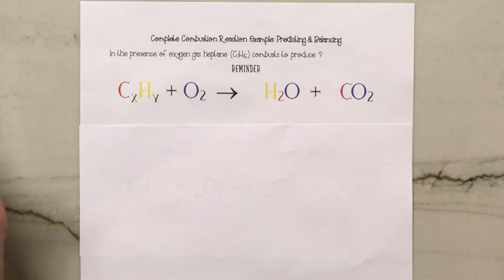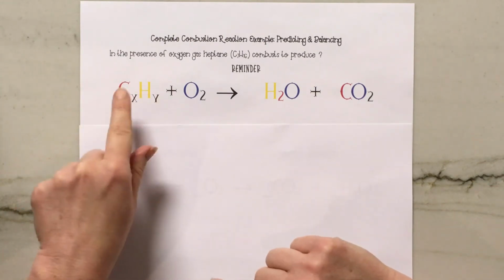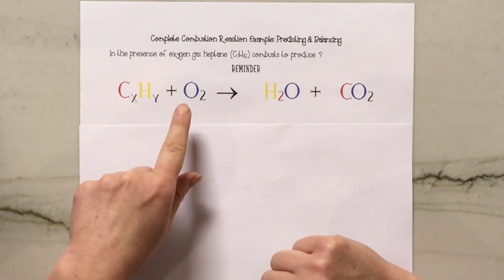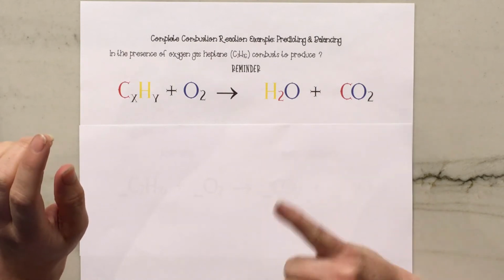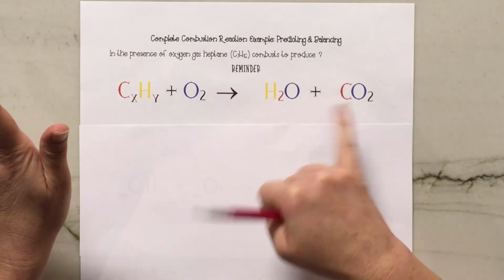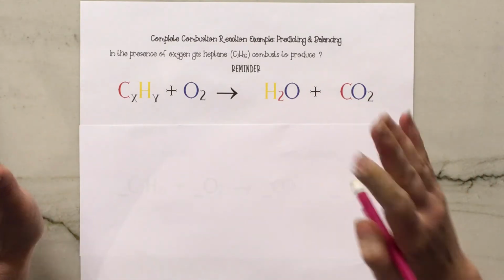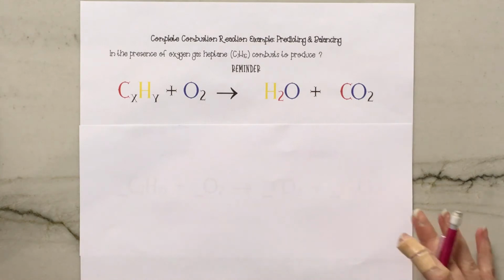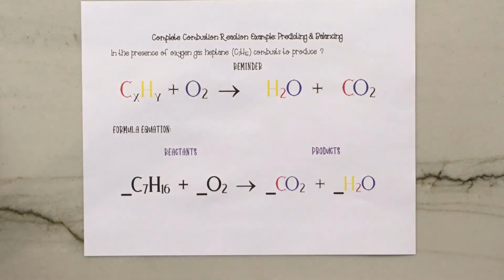So just a quick reminder, your generic formula for complete combustion is you have a hydrocarbon plus oxygen gas, and every single time in complete combustion, it's going to yield carbon dioxide and water. Every single time. It does not matter what order this is listed in. In these examples, I'm actually listing carbon dioxide first, and I'll show you why. So looking at our first example here, and to walk these two step by step.